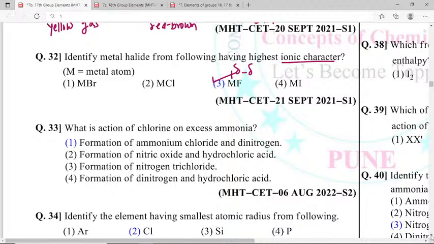What is the action of chlorine on excess ammonia? Chlorine on excess ammonia gives ammonium chloride and dinitrogen. Always remember, chlorine with excess ammonia gives ammonium chloride and dinitrogen.